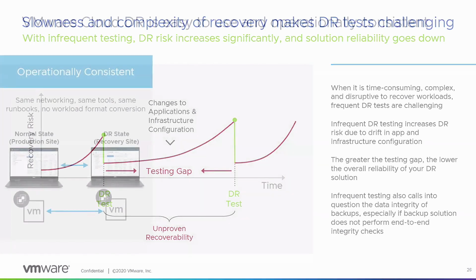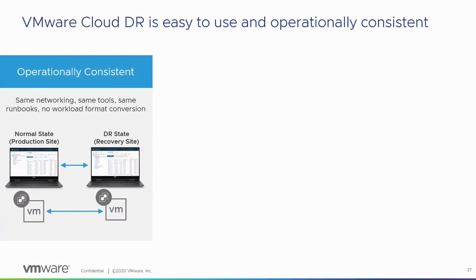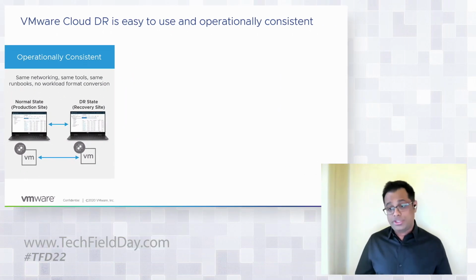DR test events. So how does VMware Cloud DR address these issues? Firstly, it is failing over to a VMware Cloud on AWS environment, which is vSphere based, as we've seen in some of the previous demo sessions. The operating environment that you're failing over into is a vCenter server, managed by the vSphere client, the same UI that you're used to as a vSphere administrator.